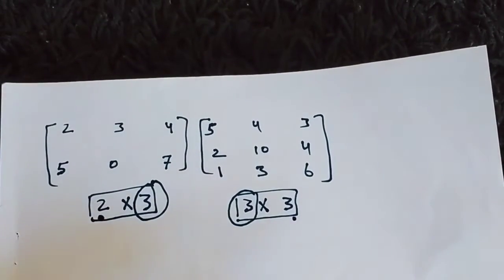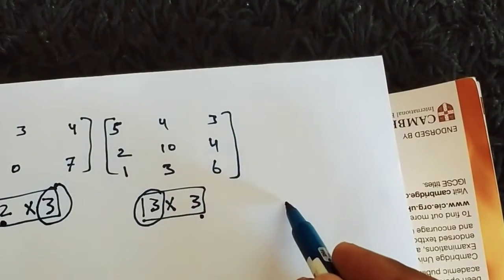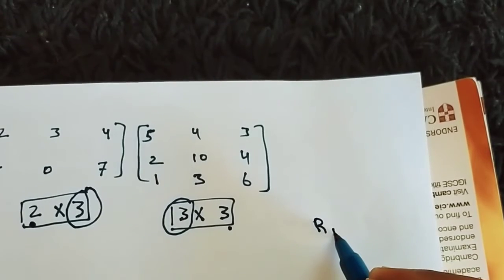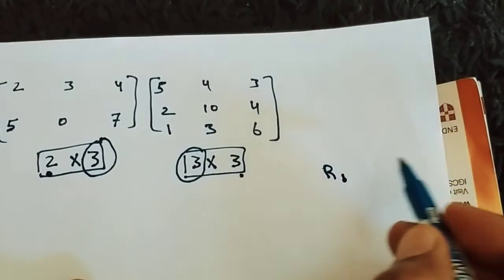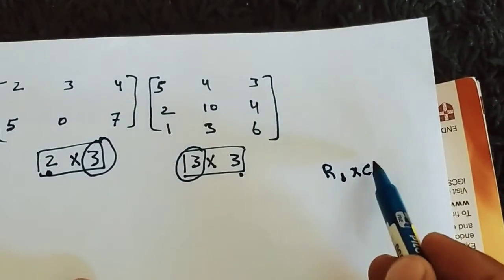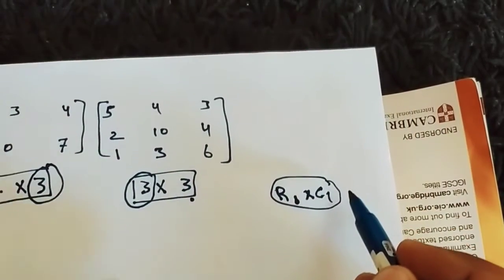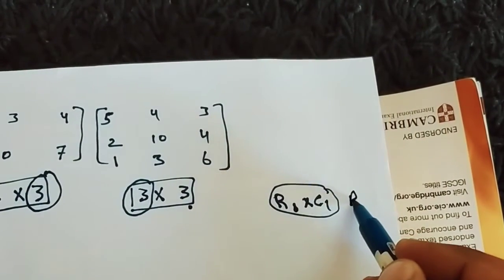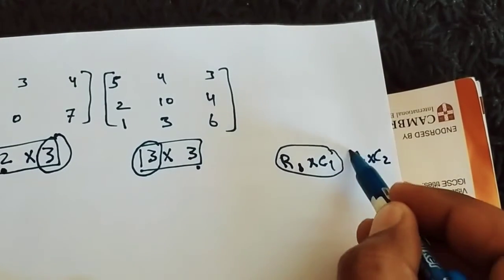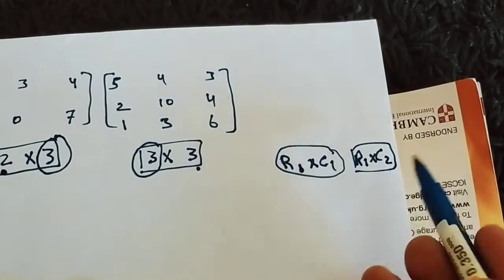So let's start multiplication. In multiplication, I want to show you something here. The first row R1 will multiply with C1. It will be the first element. Then our second element is R1 multiply with C2. Now I will multiply, you will see. This will be the second element.